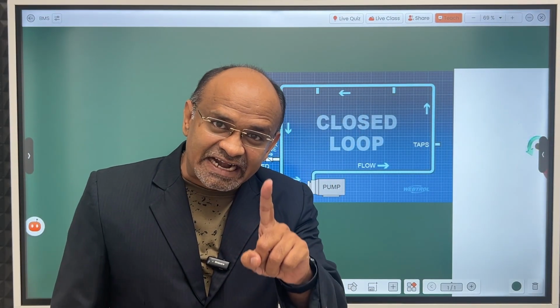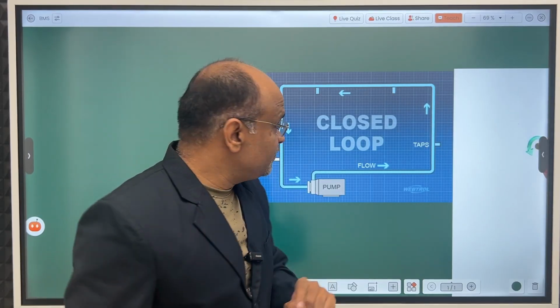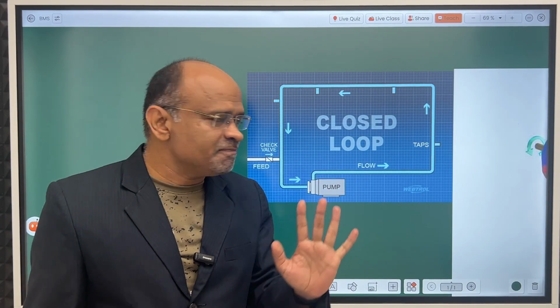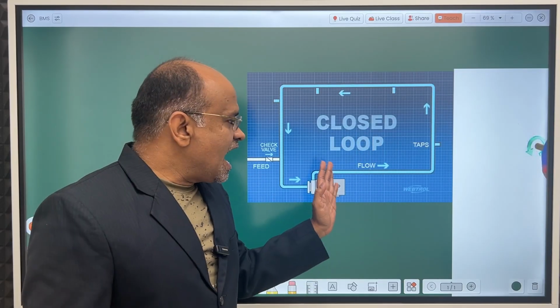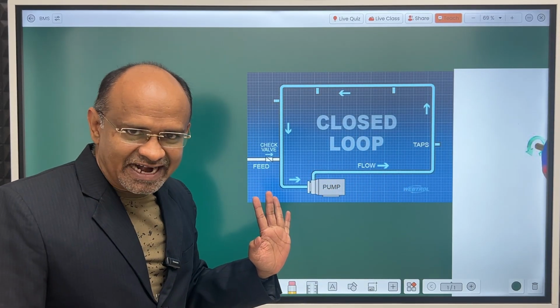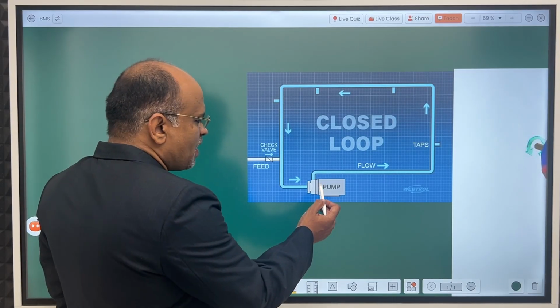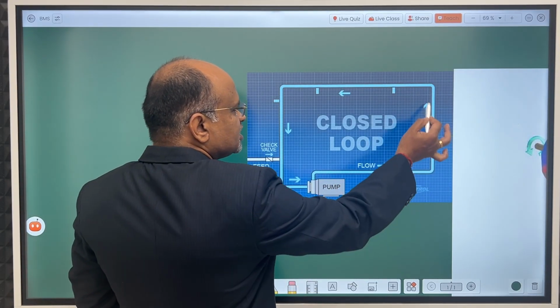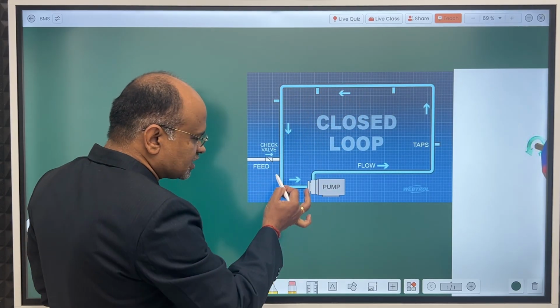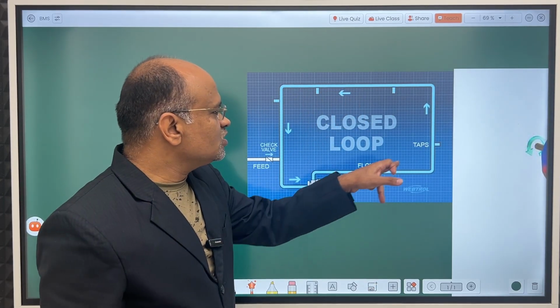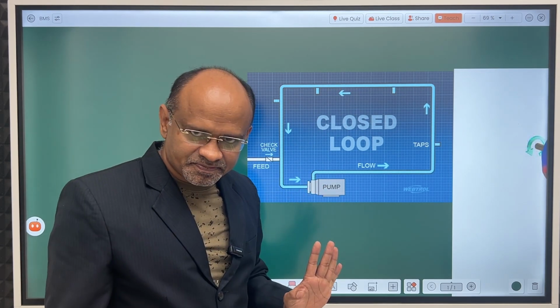Before understanding the function of an alternator, we need to understand the closed loop water system. To have the proper analogy, this is very important to understand. So this is a pump. What is the pump doing? The pump is pumping water through this pipe, and that water is coming back to the pump. It is simple. It is called a closed loop water system.